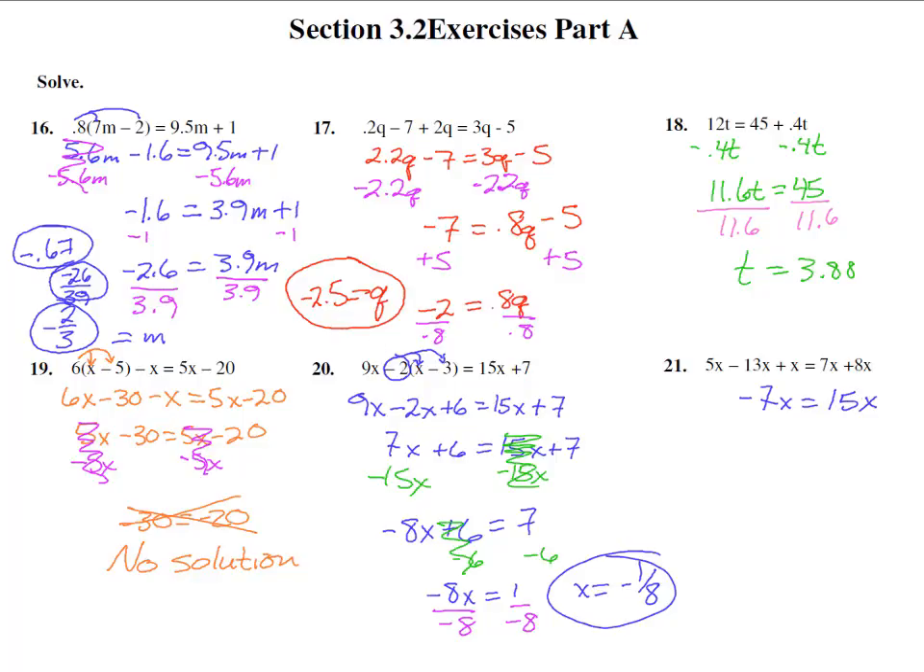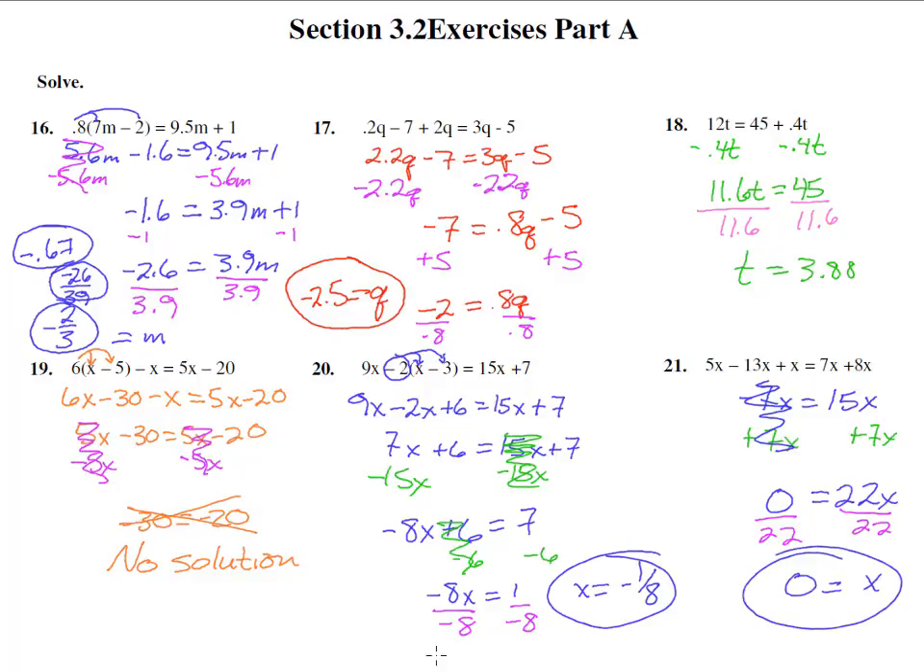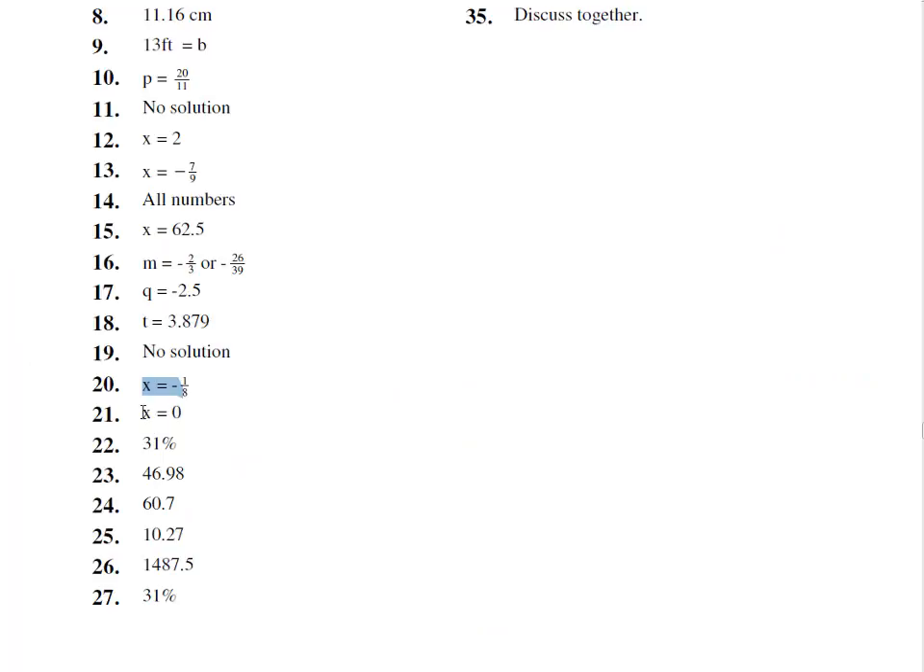We've got to get the x's together still, so we've got to pick one of these to get rid of. Let's add 7x to both sides, and we get 0 on the left-hand side. Yeah, those guys go just completely away, equals 22x. And now how do we get rid of that timesing by 22? We divide by 22. And we're left with x equals 0 over 22, which is 0. X equals 0. Let's double check that answer. X equals 0.